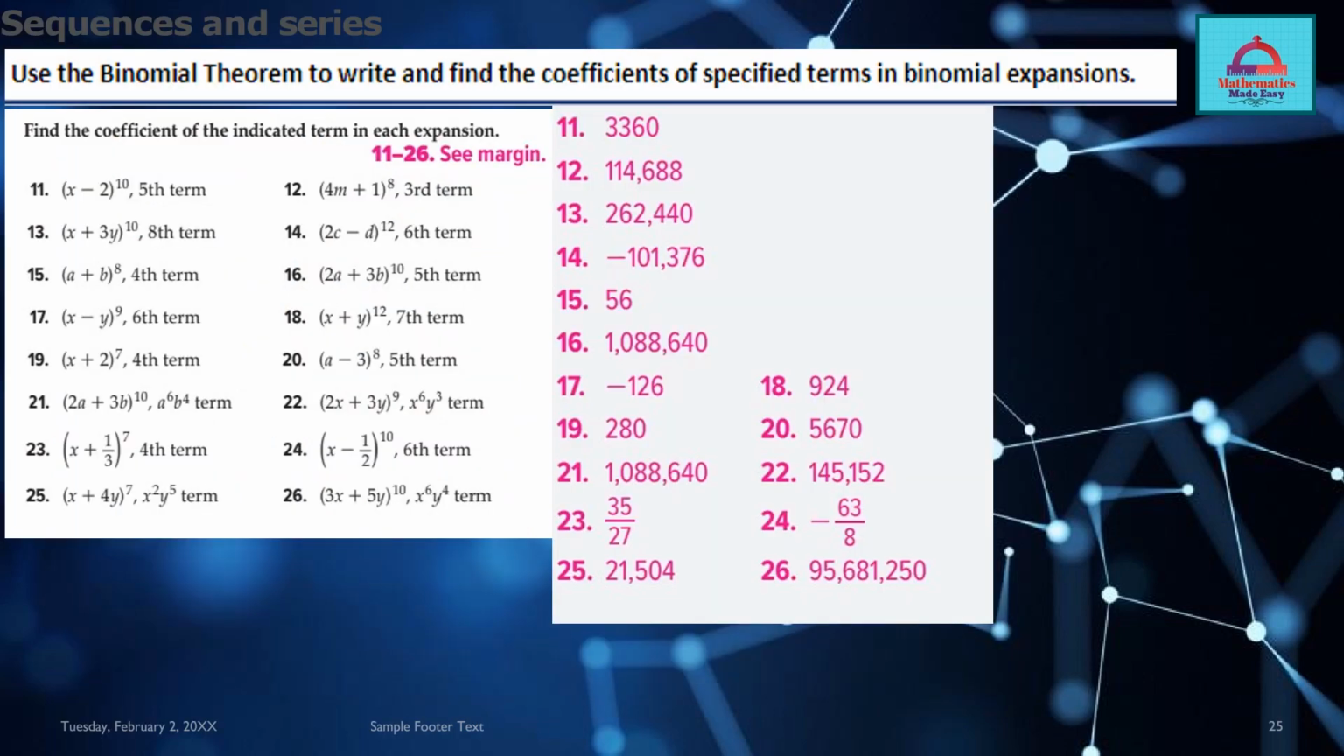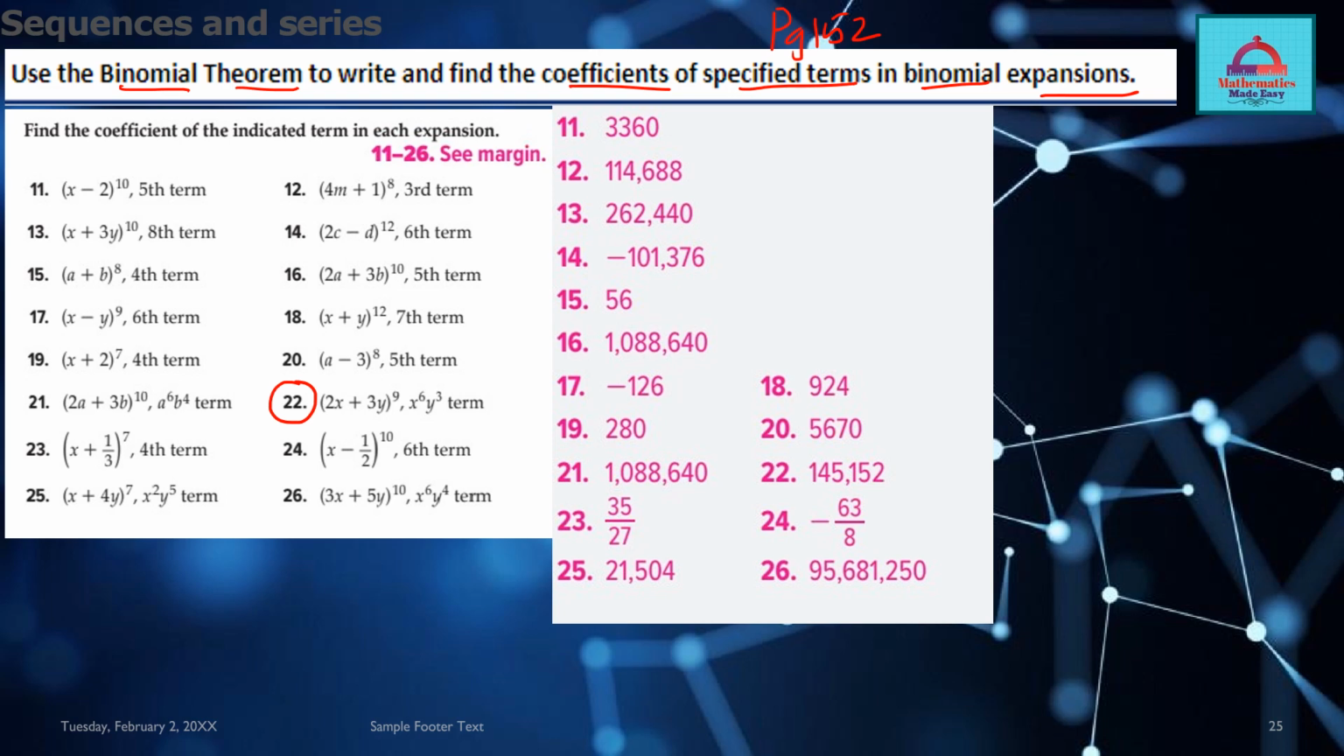Next we have the question on binomial theorem. So use the binomial theorem to write and find the coefficients of the specified terms in the binomial expansion. This is given nicely in your math book on page 152. So I want you to refer there in case you want to see how questions are solved. I will be solving one question, an important one for you, question 22 in the next screen.